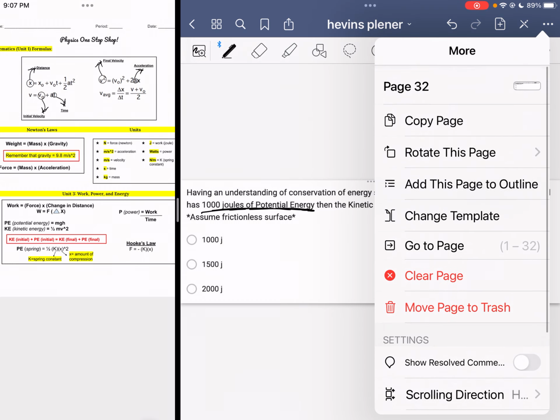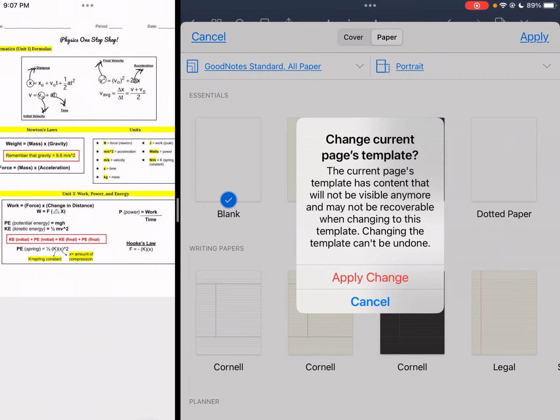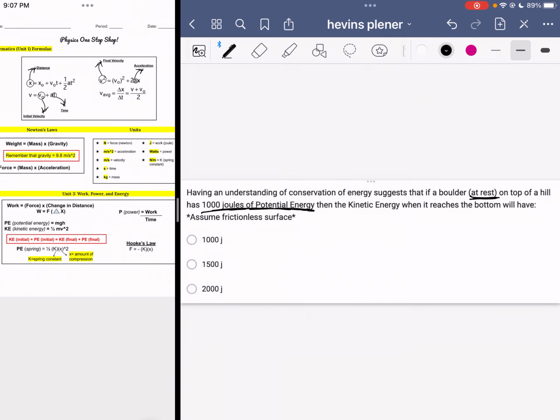So, I wonder if I could make this a bigger page. Okay, never mind. I'll just draw it, whatever.